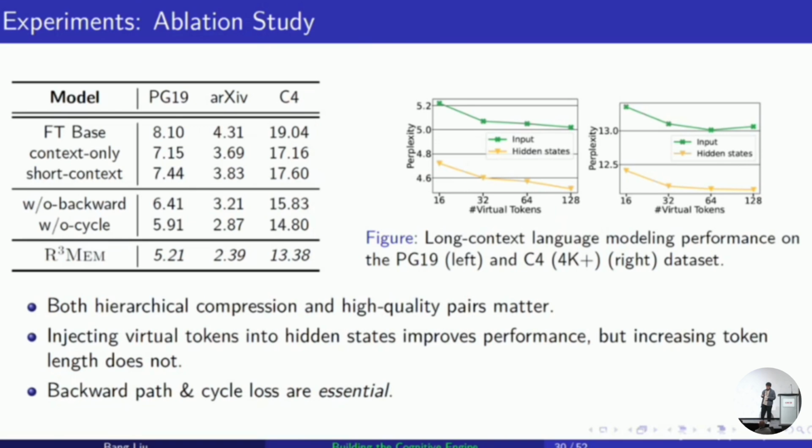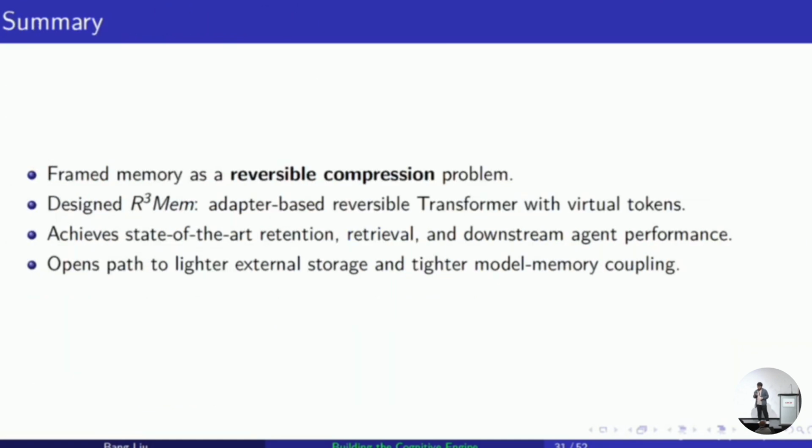So this is some ablation study to see the data pair construction, the virtual memory token, the backward path, the cycle loss, and the reversible design. Those are critical to the performance. So this is the first work.